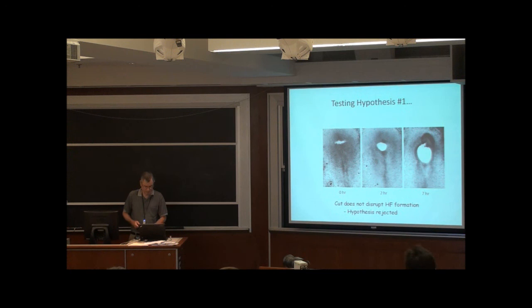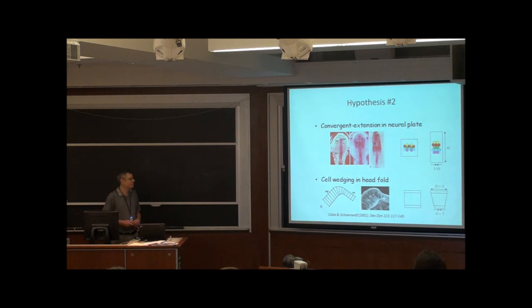Okay, so next we looked at another hypothesis that included two major driving forces. So if we look at an embryo during head fold formation, the neural plate is outlined here in the dots. Head fold would form here. During head fold formation, you see that the neural plate becomes longer and narrower. And this occurs primarily through the process of cell intercalation. We can model this process within the neural plate as positive growth in the longitudinal direction, negative growth in the transverse direction, while keeping the surface area constant.